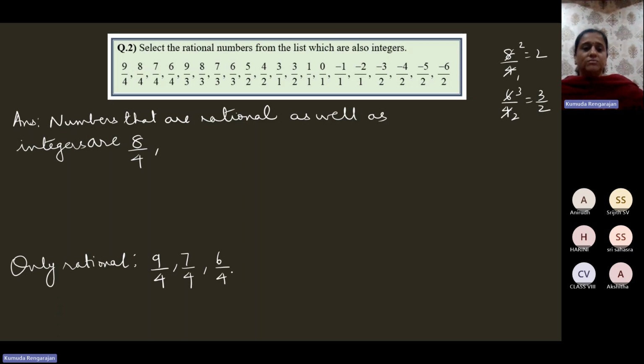It's not an integer. 9 by 3. 9 by 3 is nothing but 3. So it is an integer. It is a rational number as well as an integer. You can see the integer by integer form: 9 is an integer, 3 is an integer, so it's a rational number. And it's also an integer because 9 by 3 reduces to 3. When you simplify, it is just 3, and 3 is an integer.